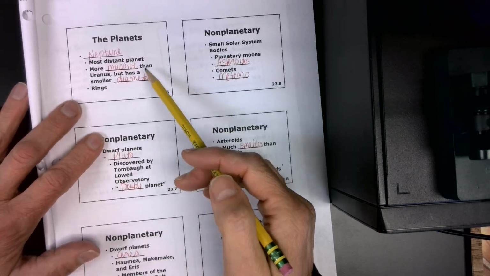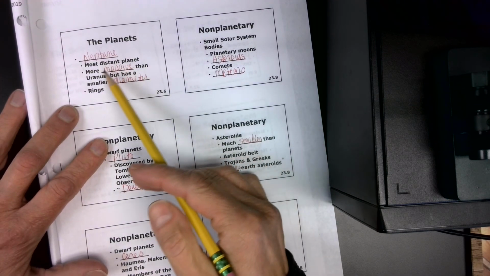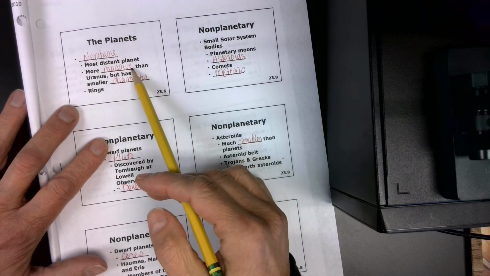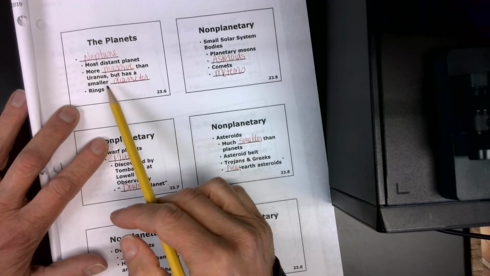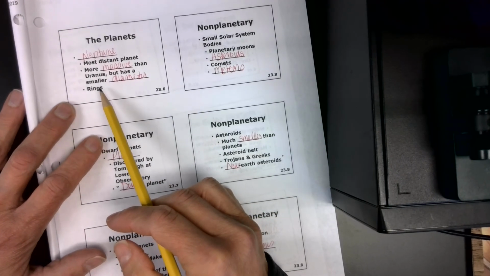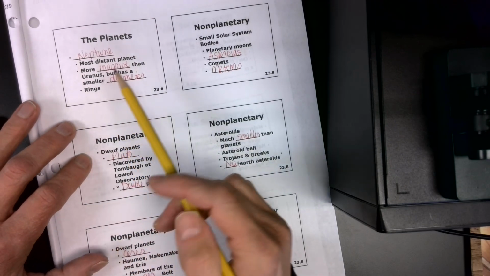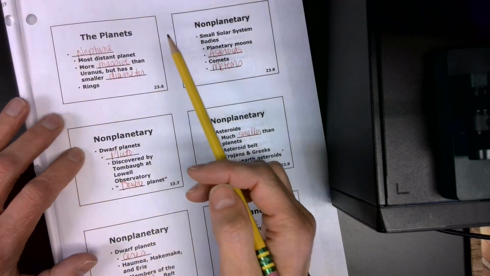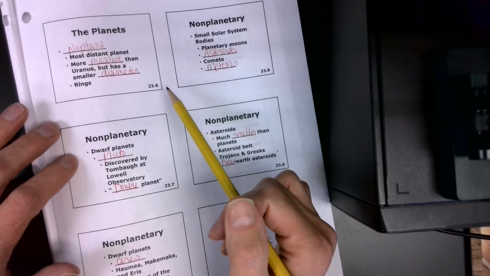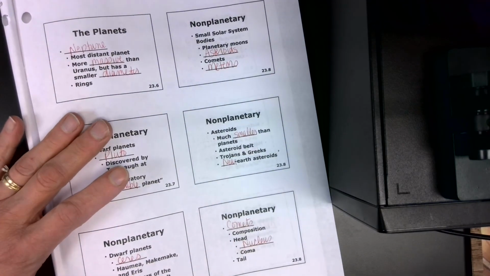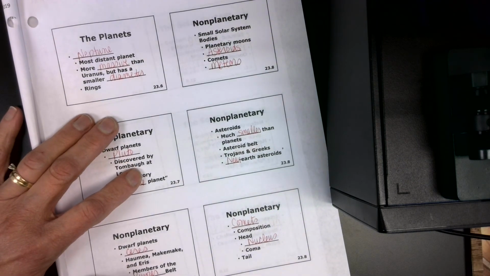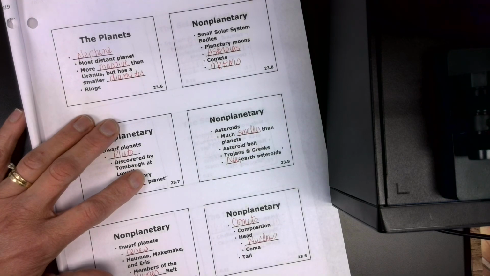The next one in line, Neptune, the most distant planet in our solar system, more massive than Uranus, but is smaller in diameter. It too has rings. That ends our 23B section of notes about the planets. Your book has a lot of very cool pictures and information. I would challenge you to read about the planets.